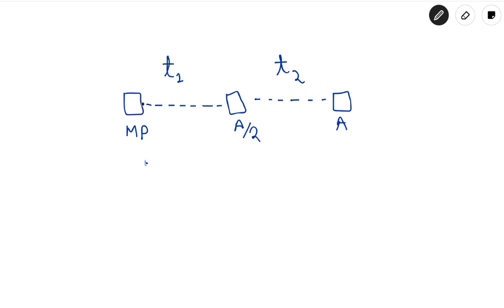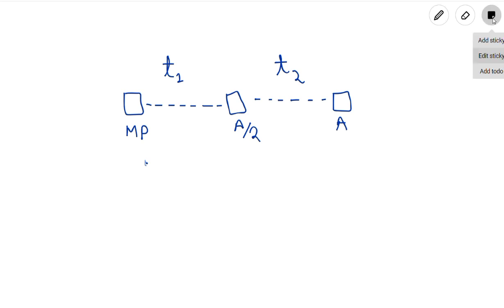Let's say the pendulum travels to half of the amplitude on one side in t1 seconds. It is already provided, t1, not the value, the variable is given. And then from A by 2 to A, that is half, to the extreme right, you can say it travels in t2. So you have to find the value of the ratio of t1 by t2.